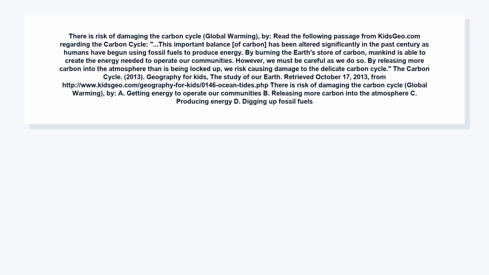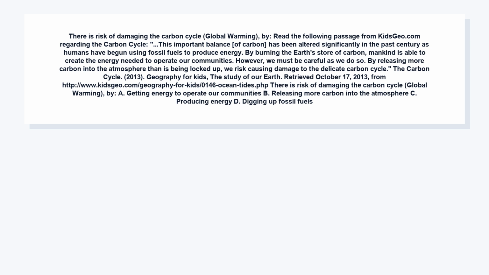There is risk of damaging the carbon cycle, global warming, by... Read the following passage from kidsgeo.com regarding the carbon cycle. This important balance of carbon has been altered significantly in the past century as humans have begun using fossil fuels to produce energy. By burning the Earth's store of carbon, mankind is able to create the energy needed to operate our communities. However, we must be careful as we do so. By releasing more carbon into the atmosphere than is being locked up, we risk causing damage to the delicate carbon cycle. The Carbon Cycle, 2013, Geography for Kids, The Study of Our Earth.